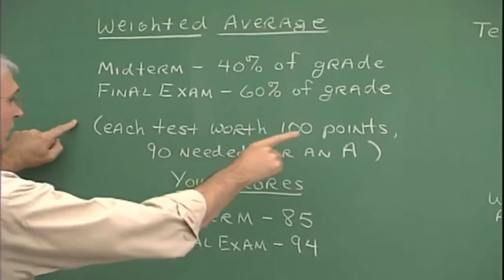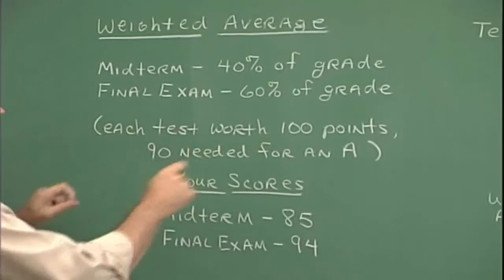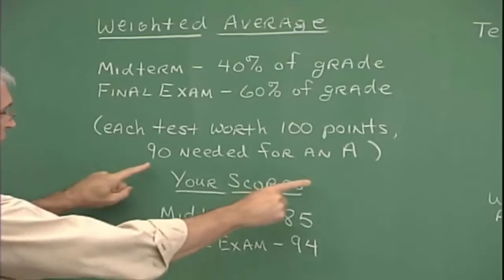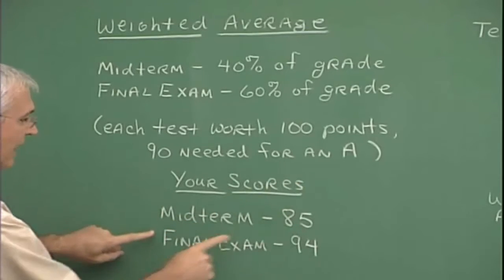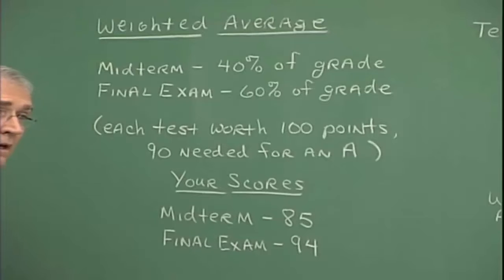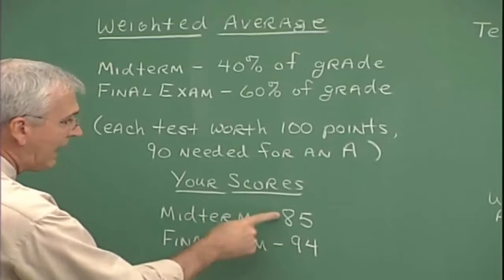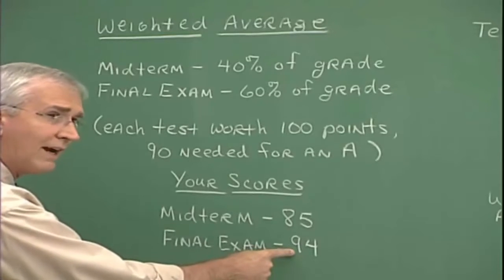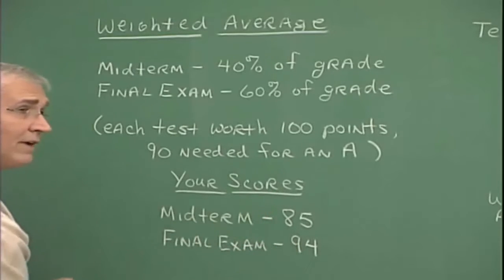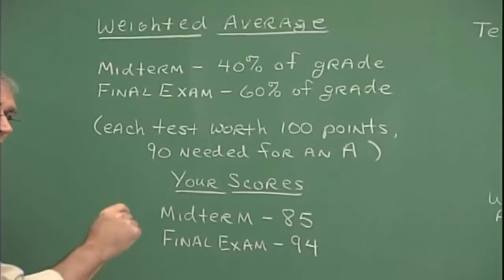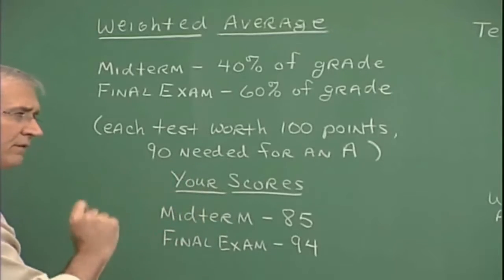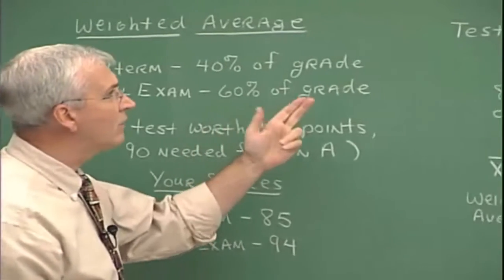Now each test is worth 100 points, and a 90 is needed for an A. Now let's suppose that your scores are for the midterm 85 and the final exam 94. Now a regular arithmetic mean here would mean that we would add 85, 94 and divide by 2. It gives us an average of 89.5. Well, the weighted average, though, is a bit different than that, and let's make the calculation over here.